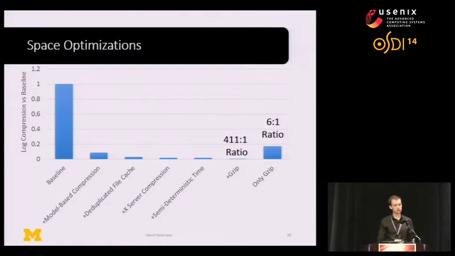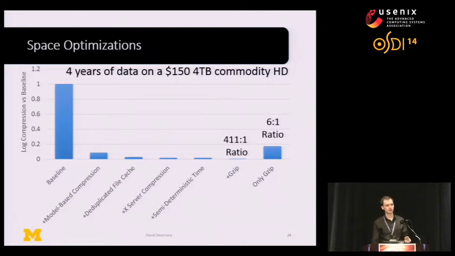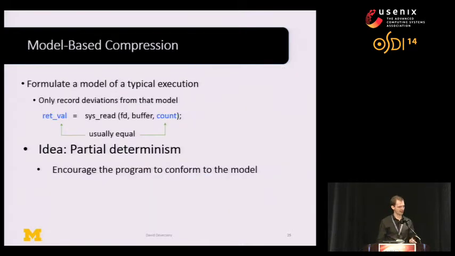Using this, we ran a user study where we studied four users on workstation workloads for 2 to 4 weeks. The users used 3 gigabytes of data a day or less, meaning that they store about 1 terabyte of data a year. Today, a 4 terabyte hard drive can be purchased for around $150. So with a $150 hard drive, you could store 4 years of data, all computation you've done on a workstation. Now, I'm going to tell you about two of our compression techniques due to time. They will be model-based compression and our semi-deterministic time.